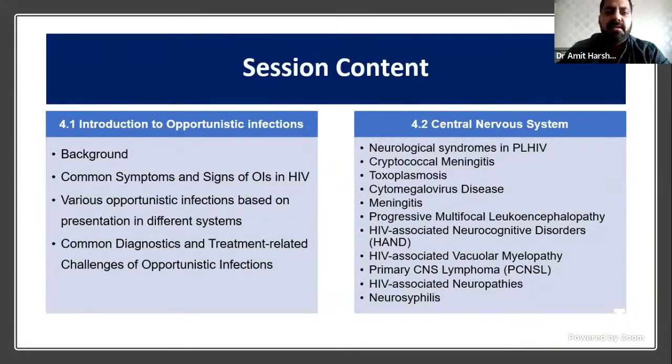So as I said, today's session content, we'll be covering chapter number 4.1, which is about introduction to opportunistic infection. So I'll give a brief on that. It is only going to be a few introductory slides. And then Dr. Anuradha ma'am would take us through the central nervous system, covering all the different opportunistic infections of the system. Next slide, please.